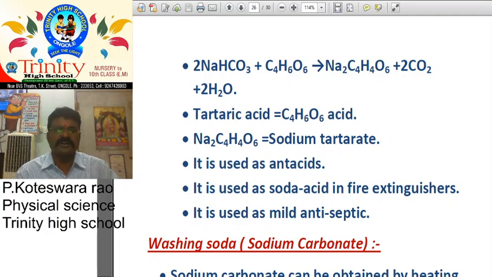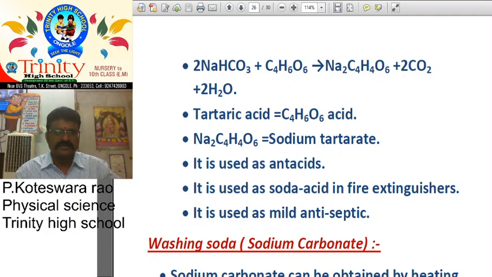Now we want to check on the right-hand side. Here 6, here 2 twos are 4. 6 plus 4 is 10, 10 plus 2 is 12. So how many oxygens are present? 12 on the left-hand side and 12 on the right-hand side. So this is called a balanced chemical equation, because all atoms are balanced.